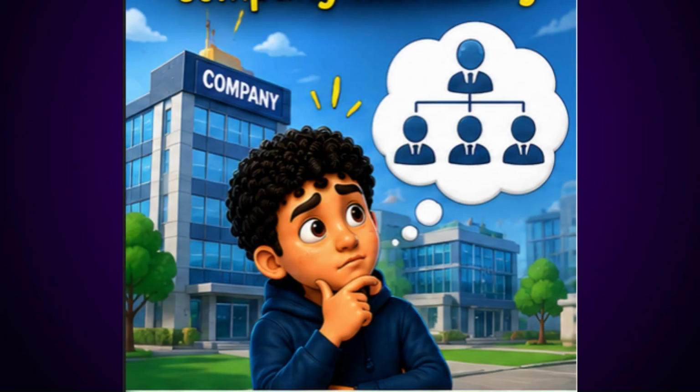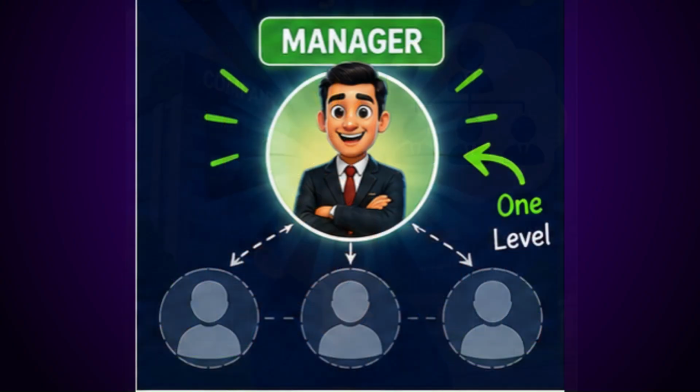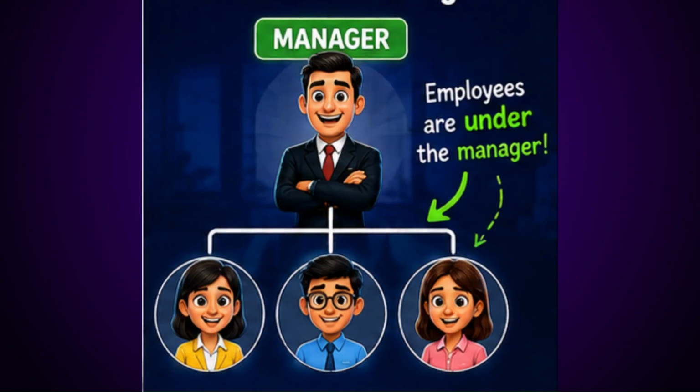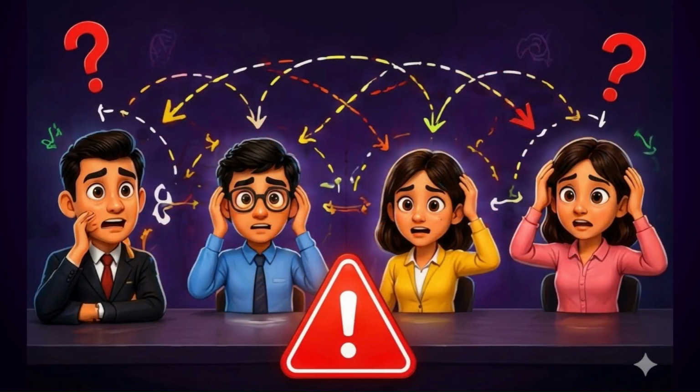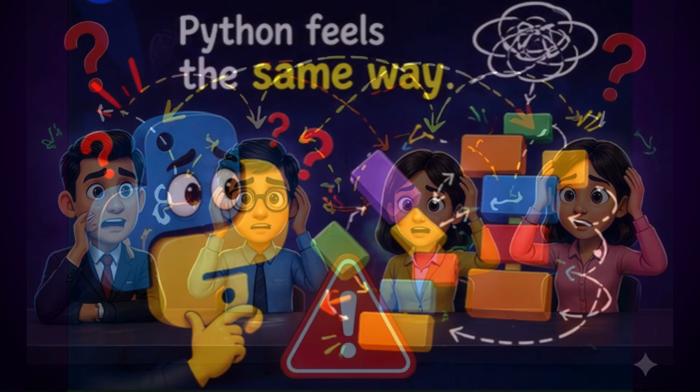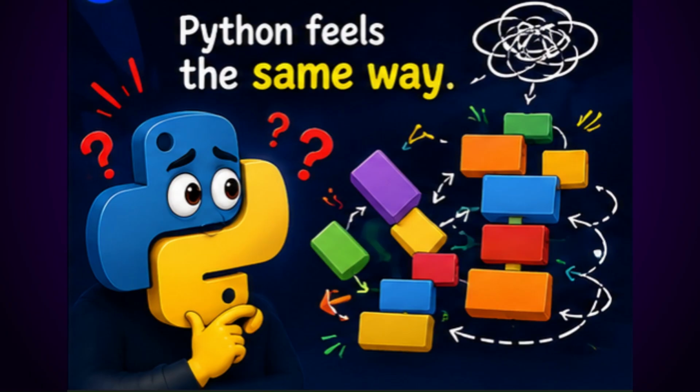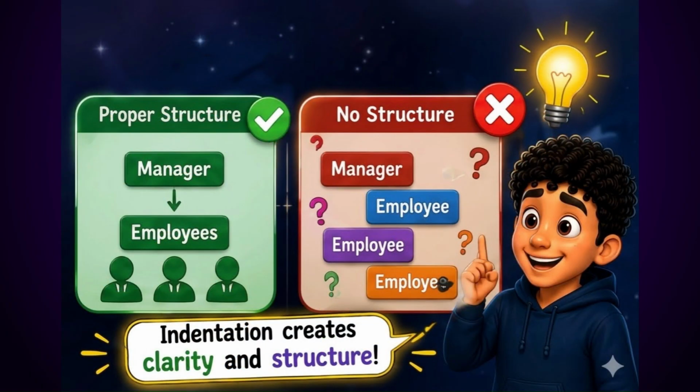Think of it like a company hierarchy. The manager stands at one level, and the employee stands under the manager. If everyone stands at the same level, the hierarchy becomes confusing. Python feels the same way about code blocks.